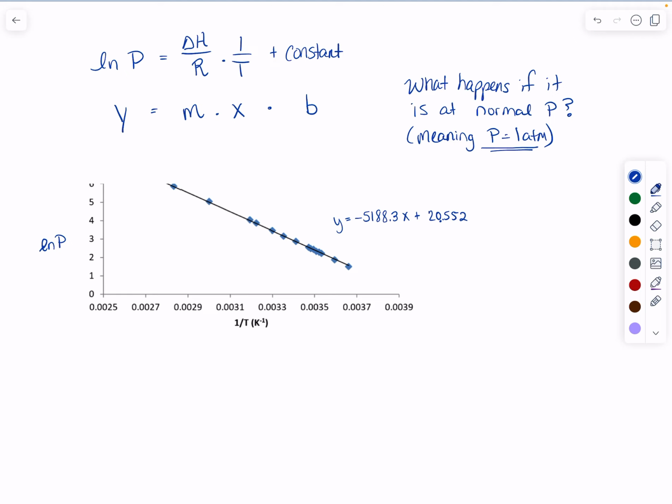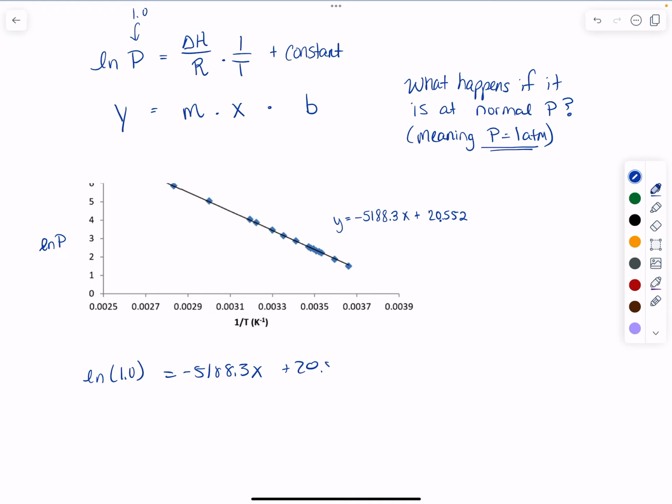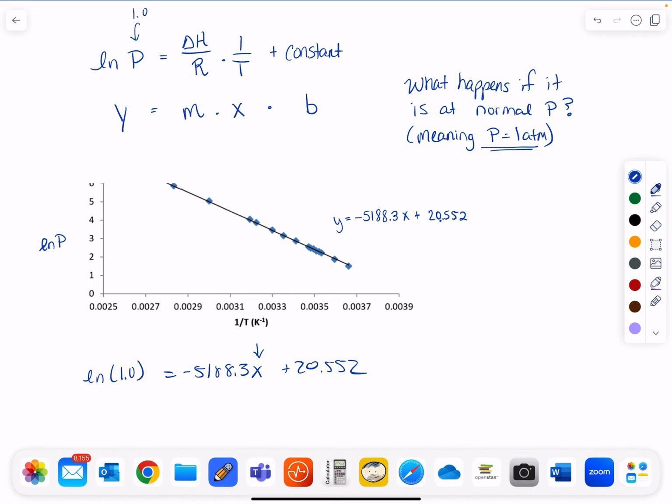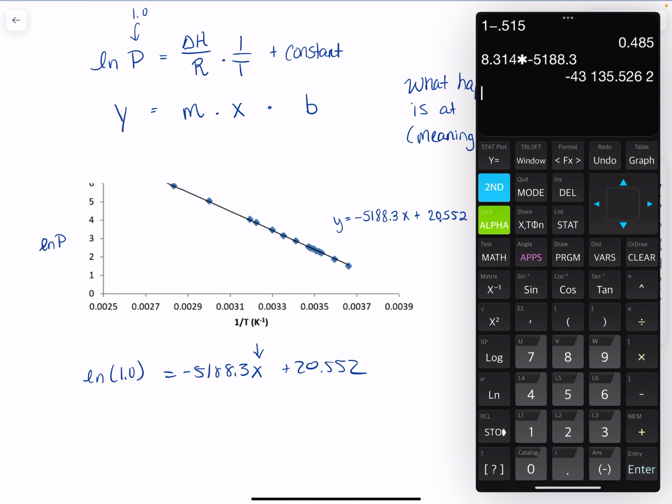So if your P is 1 atm, we're saying ln of 1.0 atm is equal to negative 5188.3x plus 20.552. And what that leaves us is just one variable that lets us solve for x. Now the kind of cool thing, if you don't recognize this, is that when you do the ln of 1, you get 0 every time. So that makes the math kind of nice.